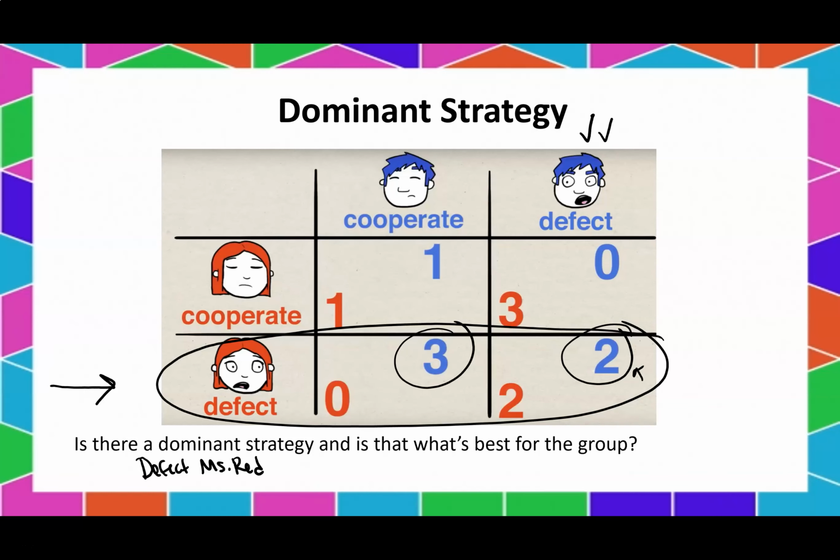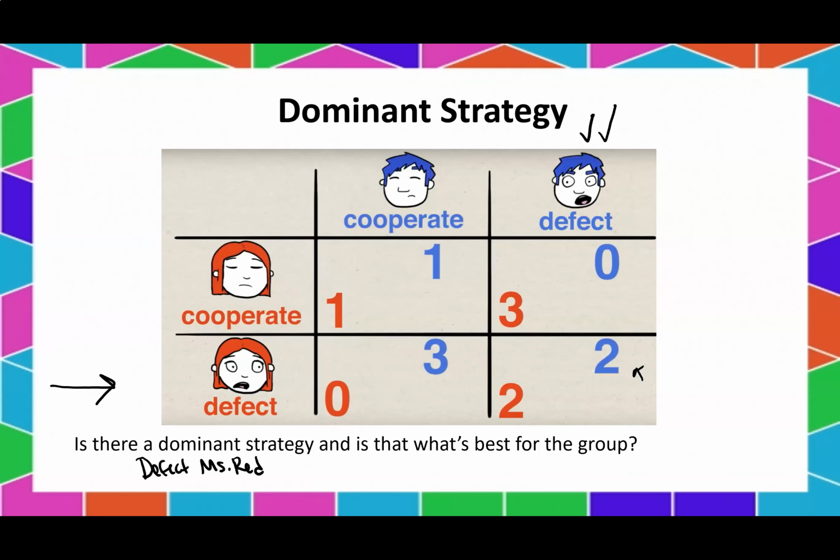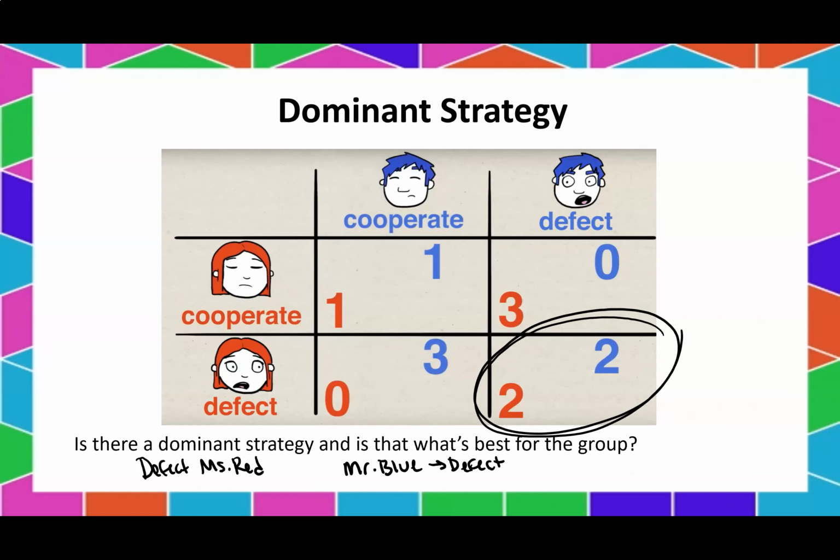So again, in the situation where Miss Red defects, Mr. Blue wants to defect as well. So in this situation as well, Mr. Blue also wants to defect. That's his dominant strategy. So if both of those people have a dominant strategy of defecting, their game is going to end up right there, meaning they're both going to get 2 years in prison.